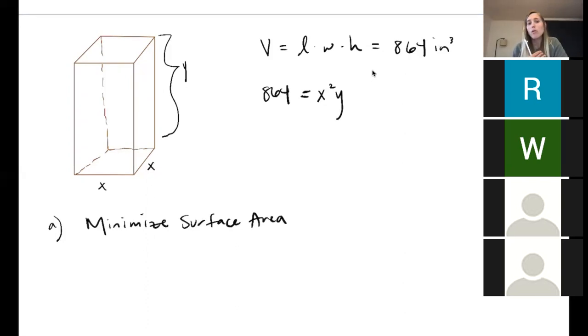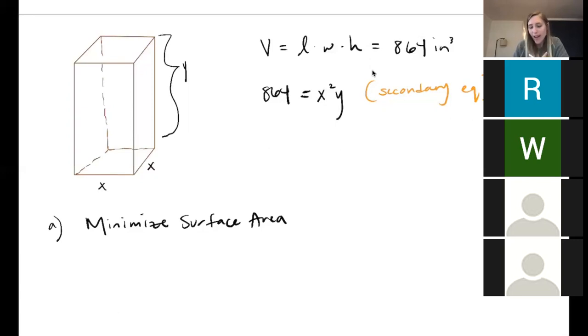So since we know we're trying to minimize surface area, we need a surface area equation. Okay, the equation that we have above that was for volume ends up actually being our secondary equation in this situation, because the quantity that we are trying to optimize is surface area.